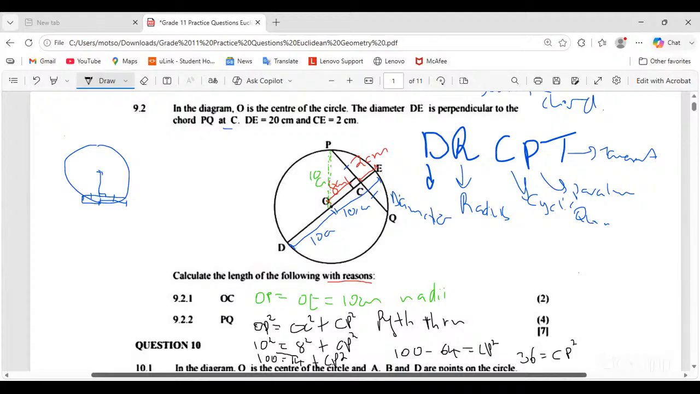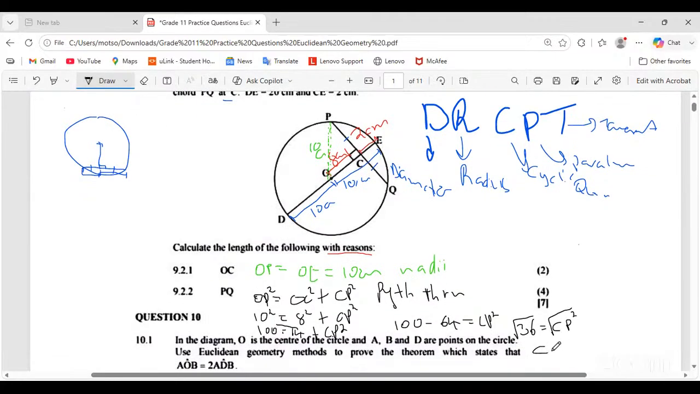Now, what do we want? We want CP, not CP squared. How can we make CP subject of the formula? We want to remove that square, so we put the square root. Remember, since this is an equation, whatever you do on the left-hand side, you also have to do on the right-hand side. Whatever you do on the right-hand side, you also have to do on the left-hand side. So if you put the square root on the right-hand side, you also have to put the square root on the left-hand side. Now, CP is equal to plus or minus 6.